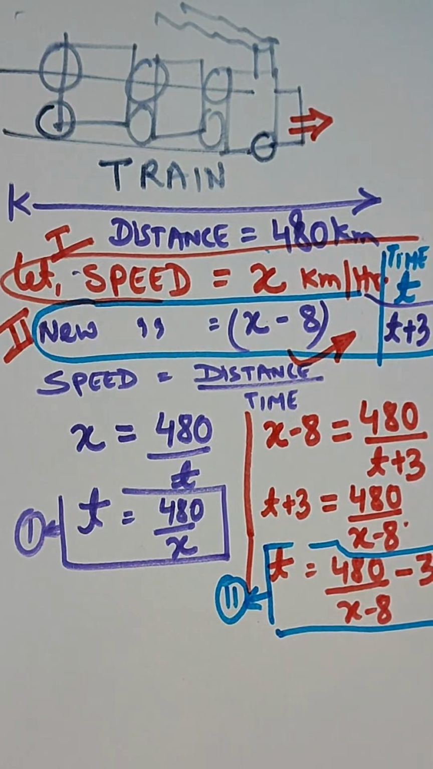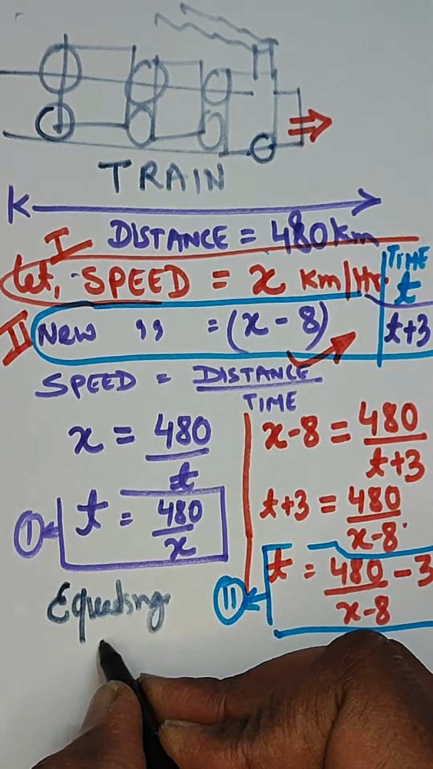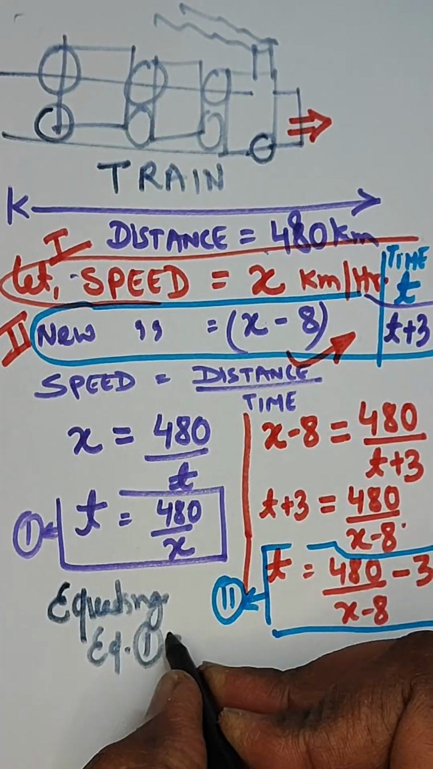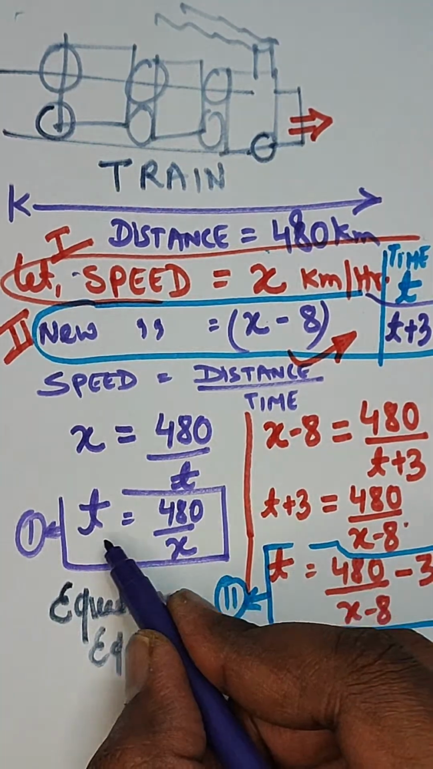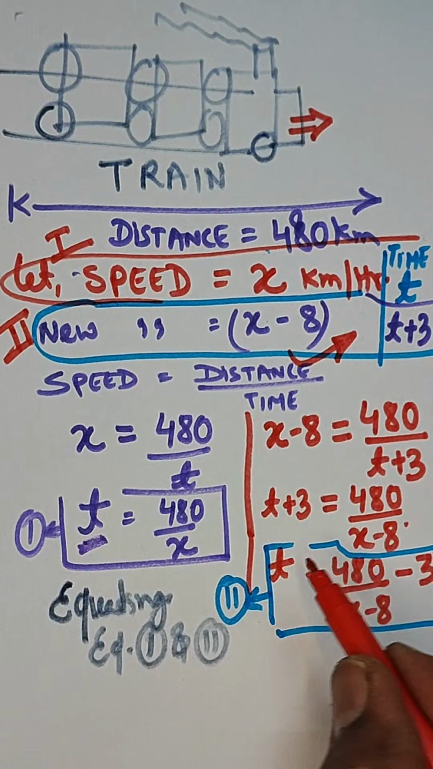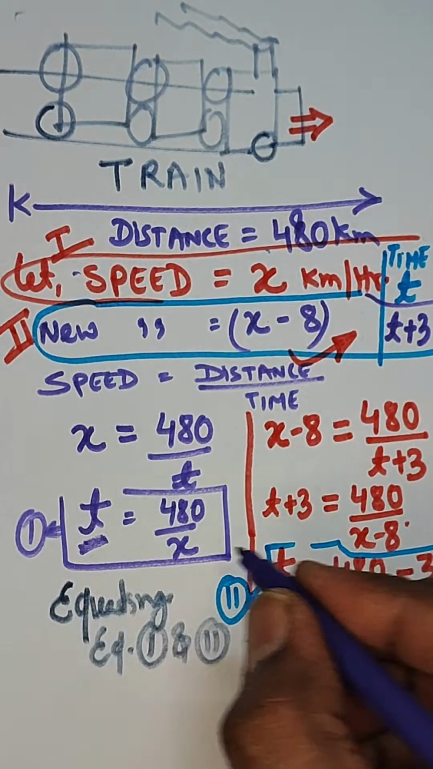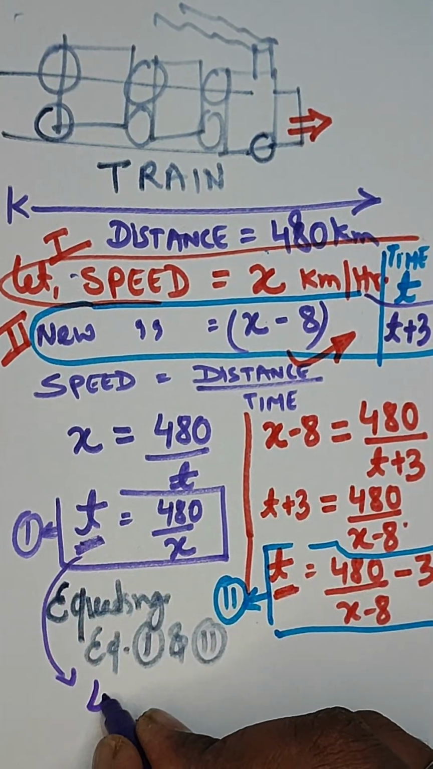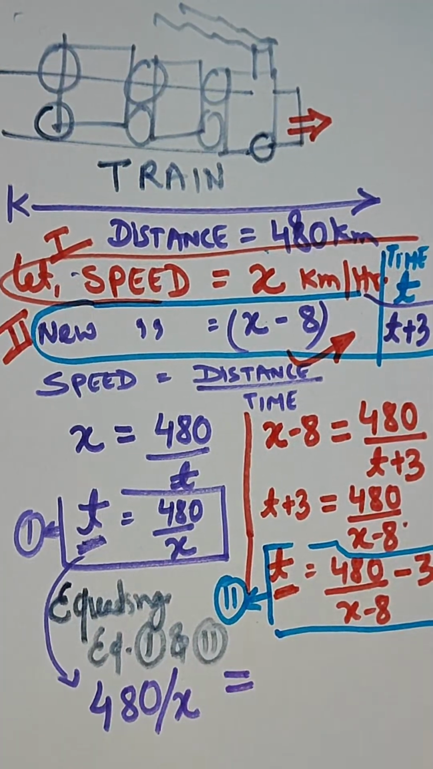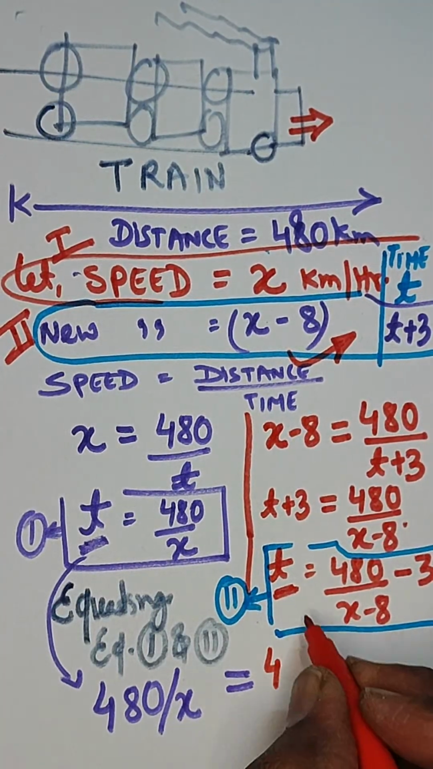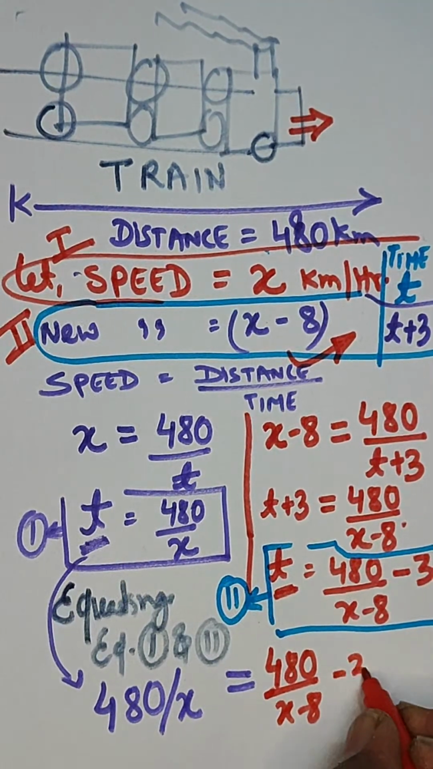Now we can say that, equating equation number 1 and 2. Why can we equate them? Because both are t. Here this is t, and here also it's t, right? So we can equate them. So we can write it as 480 by x is equal to 480 by x minus 8 minus 3.